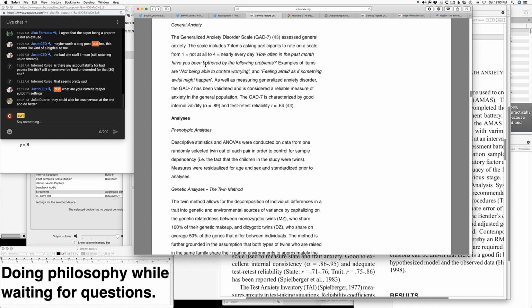Okay, in general anxiety, they had some scale. How often in the past month have you been bothered by the following problems? Not being able to control worrying, feeling afraid as if something awful might happen. See, this kind of surveying doesn't measure anxiety. It measures how anxious you think you are if you're being honest. Something like that.